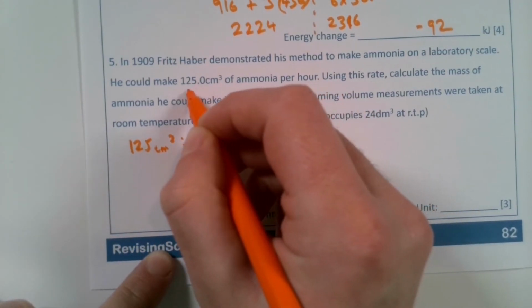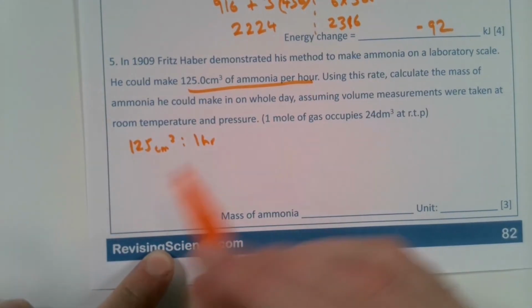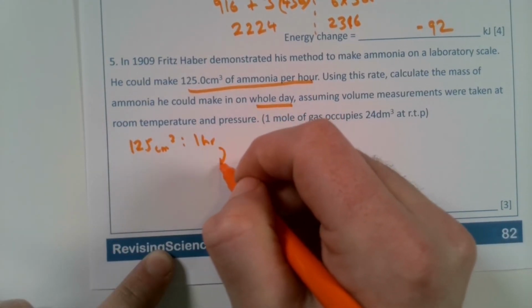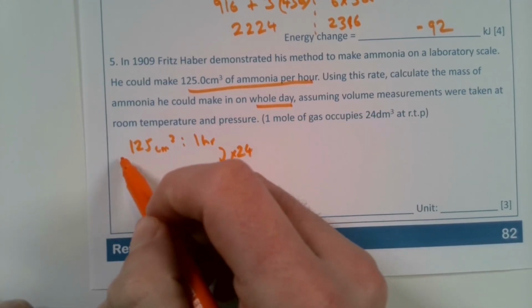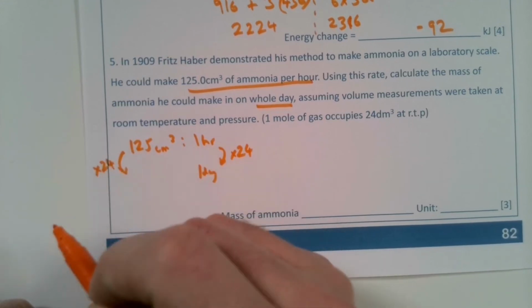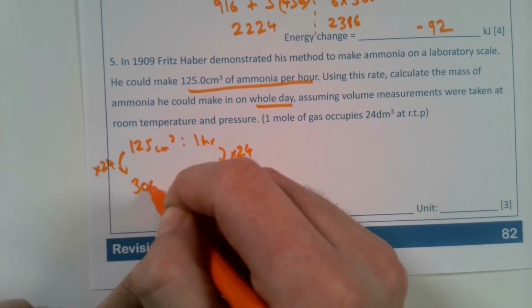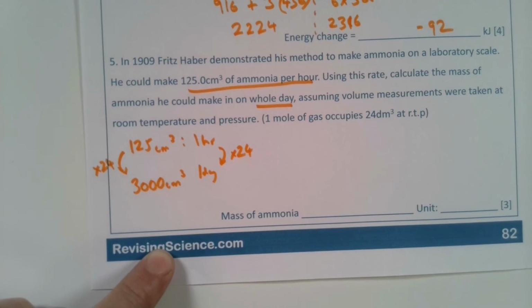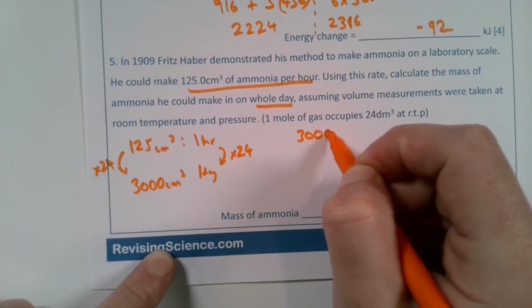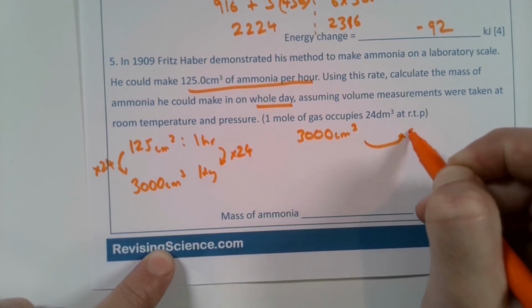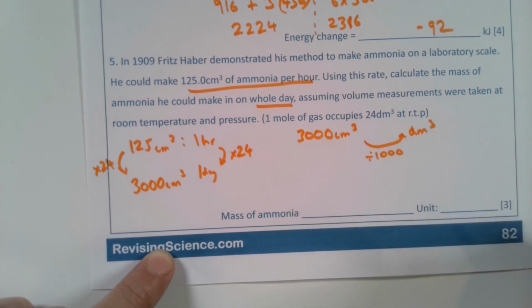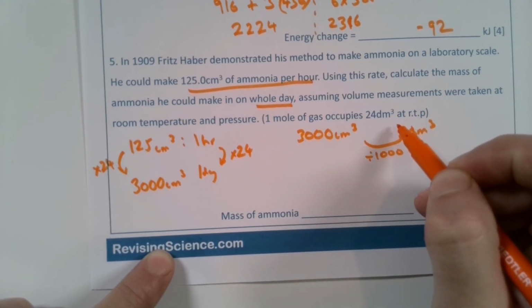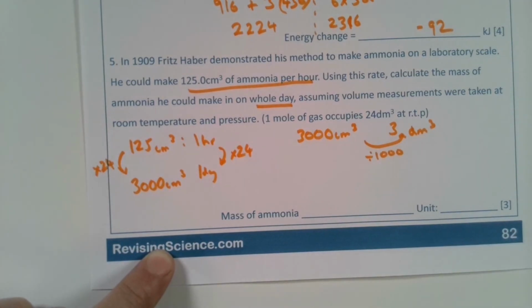So the first thing we need to think about is the fact that he can make 125 centimetres cubed per hour, which we've taken from here. Now we're asking how you can make in a whole day. And a whole day is 24 hours. So therefore you can make 125 multiplied by 24 centimetres cubed, which is 3,000 centimetres cubed per day. We then want to turn our 3,000 centimetres cubed into decimetres cubed. To convert into decimetres cubed, you divide by 1,000. So 3,000 divided by 1,000 gives us 3 decimetres cubed.